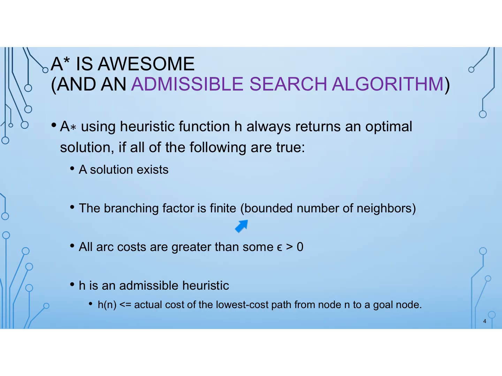The branching factor has to be finite. You can't have an infinite number of neighbors for each node or each state. And all the arc costs have to be greater than some value that's greater than 0, so we don't have increasingly smaller and smaller arc costs.